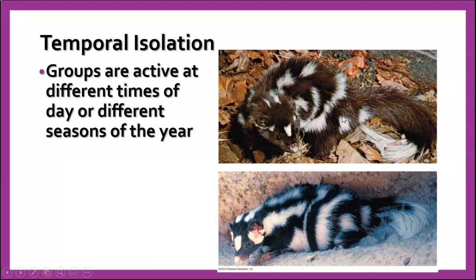Temporal isolation is when you have groups that are active at different times of day or different seasons of the year. For instance, these two kinds of skunks here are very similar to each other. One seems to be active in the daytime, the other at nighttime. Because they are active at different times, they're not likely to come in contact with each other, and so breeding would not often occur between members of those two populations.